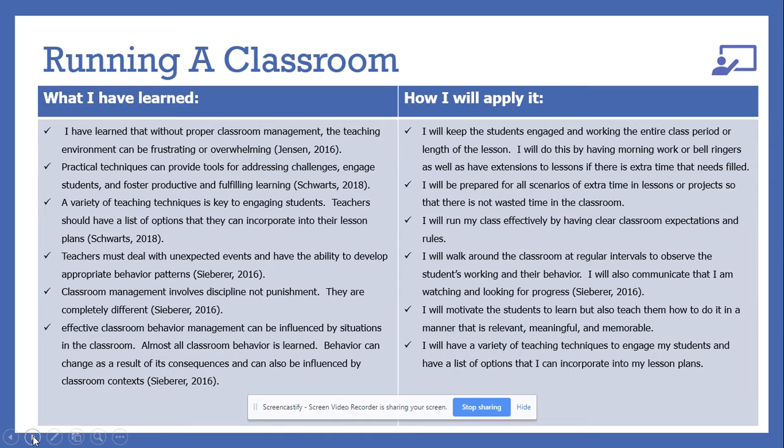time in the classroom. I will run my class effectively by having clear classroom expectations and rules. I will walk around the classroom at regular intervals to observe my students working and their behaviors. I will also communicate that I am watching and looking for their progress. I will motivate my students to learn by teaching them how to do it in a manner that is relevant, meaningful, and memorable. And I will have a variety of teaching techniques to encourage my students and have a list of options that I can incorporate into my lesson plans.